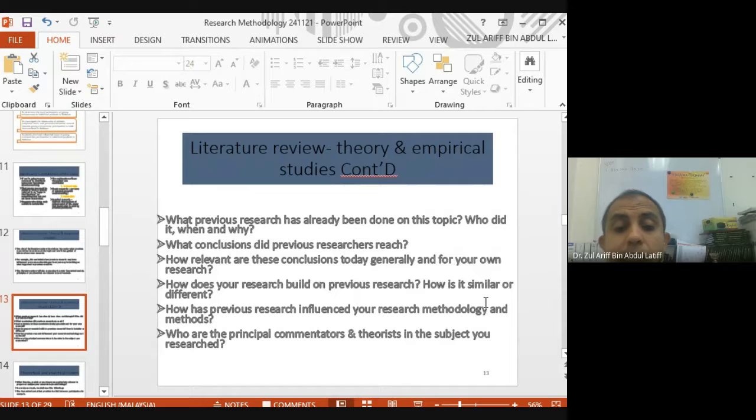No doubt the previous conclusion can become part and parcel of your LR, meaning that when you look into people's journals, after you go through the journal, you look at the conclusion. The conclusion of that study can be part and parcel of your LR. How does your research build on previous research? How is it similar or different? At degree level, normally we imitate, but as I said, we upgrade the information by having the latest journal citations, so we know the issues will be different from the past. How has previous research influenced your research methods?